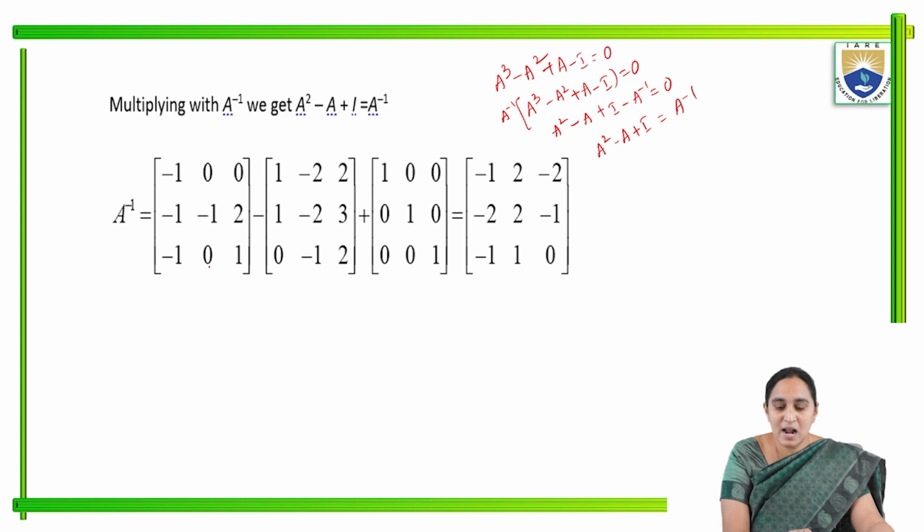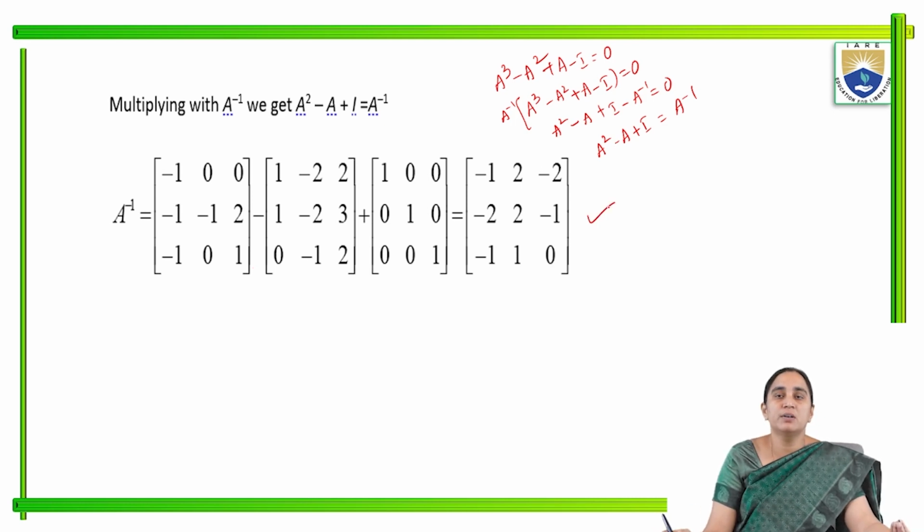Okay, just add these three. We get directly the matrix: minus 1, 2, minus 1, minus 1, minus 2 plus 1, that is minus 1. 0 plus 2 is 2. Next, 0 minus 2 is minus 2. Next, minus 1, minus 1 plus 0, that is minus 2. Similarly, we can add all elements, and that is equal to the required A inverse.